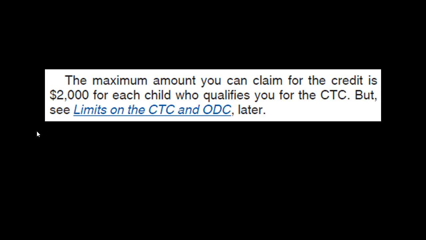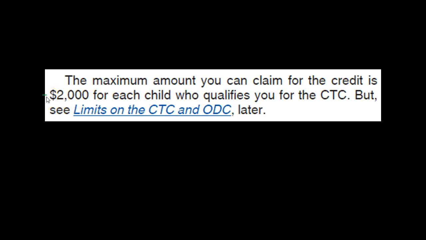Back to the text. The maximum amount you can claim for the credit is $2,000 for each child who qualifies you for the child tax credit. So the CTC will be the child tax credit, but there will be limitations that we'll talk about later. That's going to be a huge amount. This can be a huge credit for many people. So we have $2,000, and then of course we have to determine what is a qualifying child. We'll discuss that later. But you get $2,000 per qualifying child. There are going to be various types of limitations, but note that's going to be a big credit.